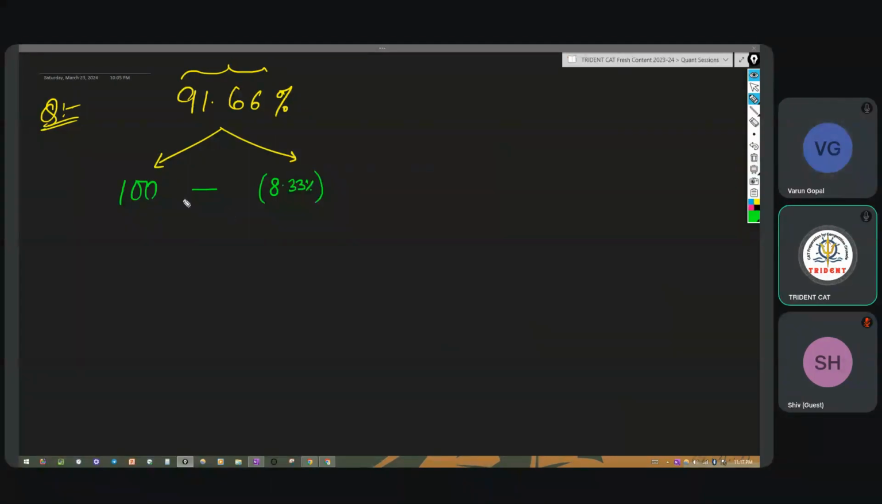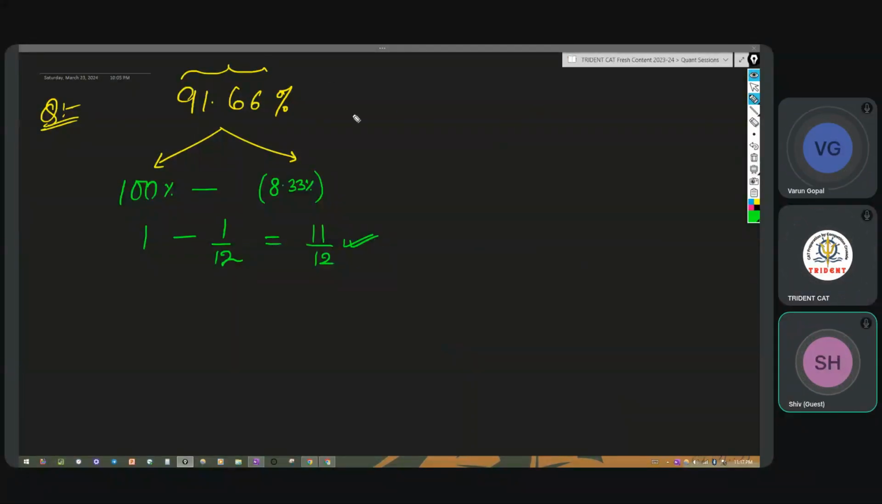But please remember, we are dealing with percentages. So what is the fraction equivalent of this thing? 100% minus 1 by 12. 11 by 12. Any problem? No, sir.